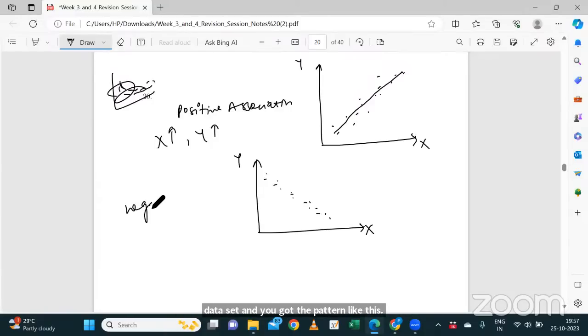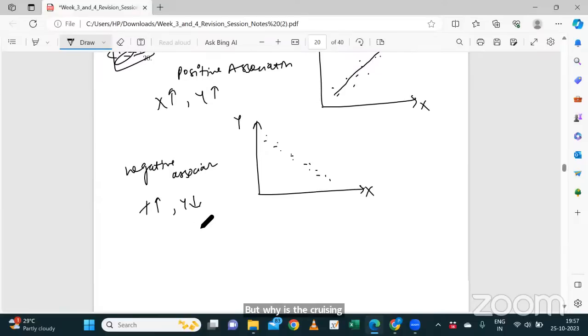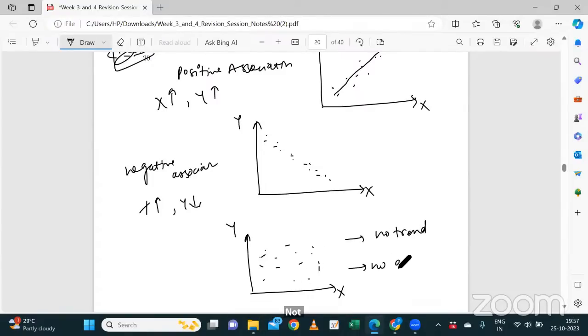Negative association, a downward trend. Negative linear association means if x is increasing, then y is decreasing. That means negative association. What about this plot? Something like that. Is there any trend? No trend. That means I can simply say there is not any association between x and y. But this was a quick idea.